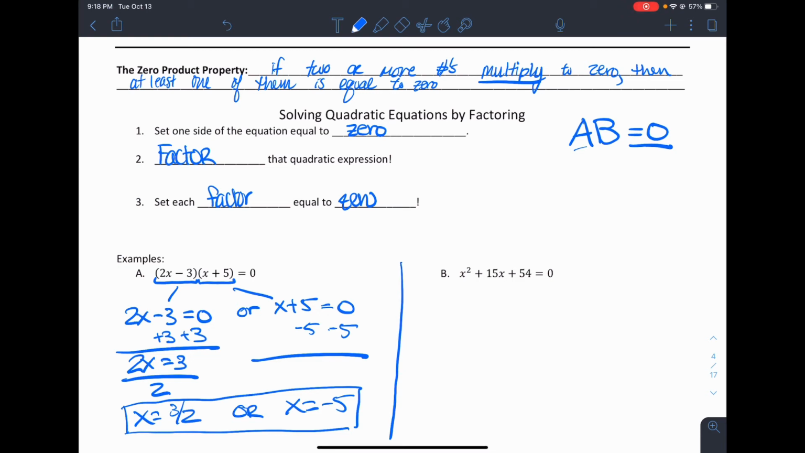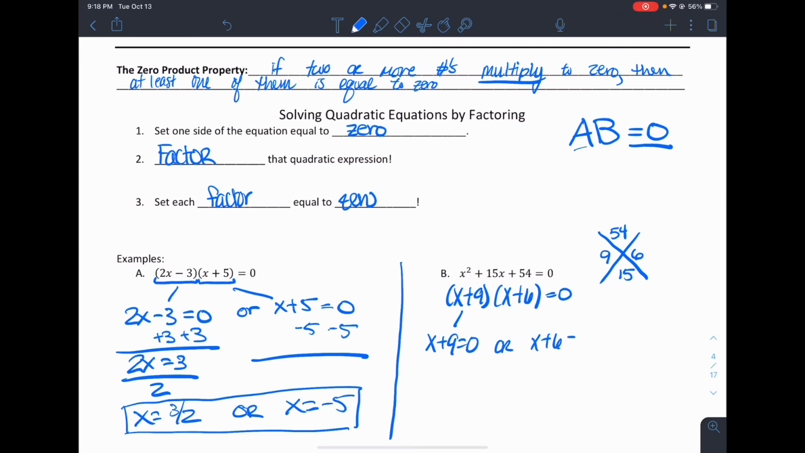But if it's not factored first, I make sure that it's equal to 0. This is equal to 0. And then I factor it. So I need to multiply to 54 and add to 15, 9 and 6. So now I take that and I say that x plus 9 times x plus 6 is equal to 0. So either x plus 9 equals 0 or x plus 6 is 0. So therefore, x equals negative 9 or x equals negative 6.